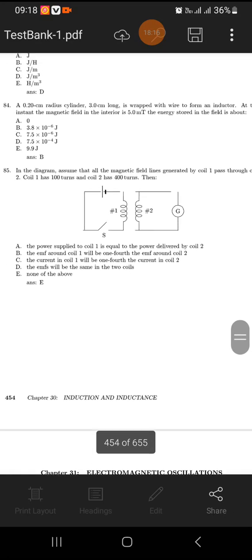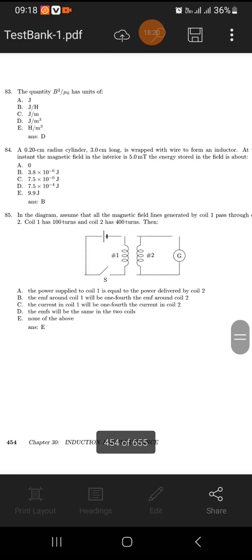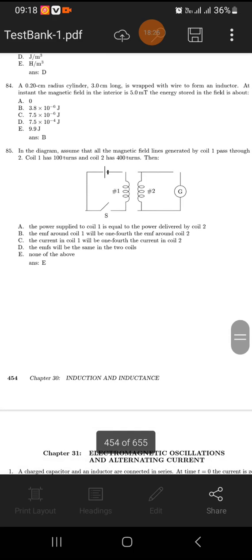And therefore here the quantity B squared over mu naught has units of D, joules per meter cubed.